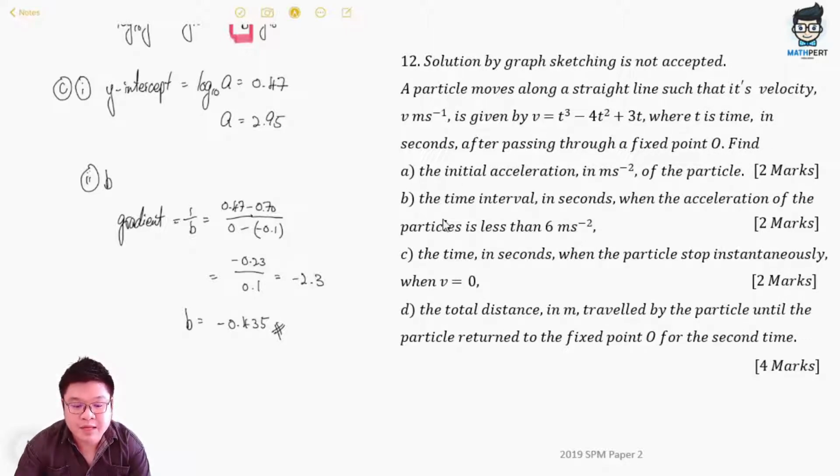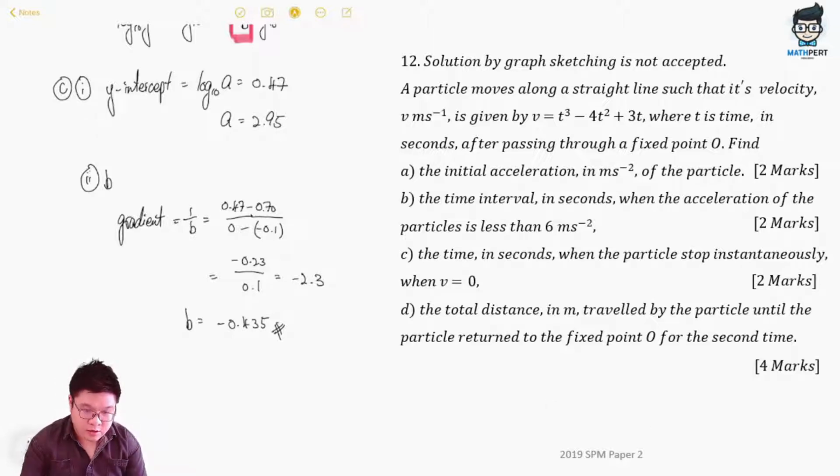Part B, the time interval in seconds when the acceleration of the particle is less than 6 meter per second square. And this question gives us 2 marks. Part C, the time in seconds when the particle stops instantaneously. Okay, stop instantaneously means that v equals 0. And this question gives us 2 marks. D, the total distance in meter traveled by the particle until the particle returns to the fixed point O for the second time. This part gives us 4 marks. So in total, we have 10 marks for question 12.